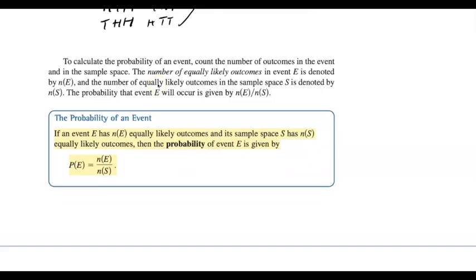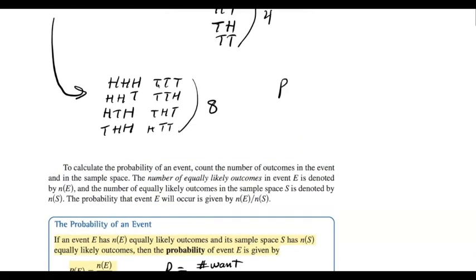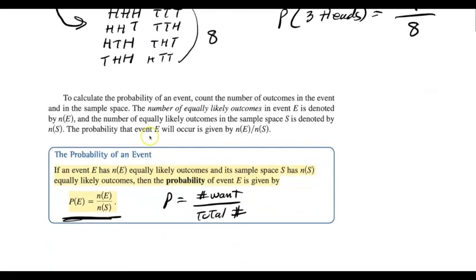That's about how you find the probability of an event. And in general, the probability of an event is just the number you want over the total number. That's it. Like my example here, if I asked what's the probability of getting 3 heads? Well, how many times did 3 heads come up? Only once. Out of how many different possibilities were there? 8. 1 out of 8. That's how you do probability.